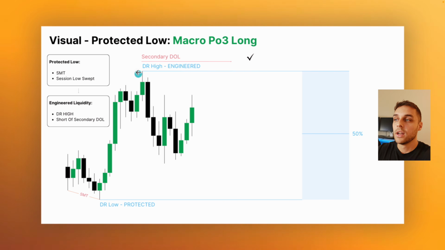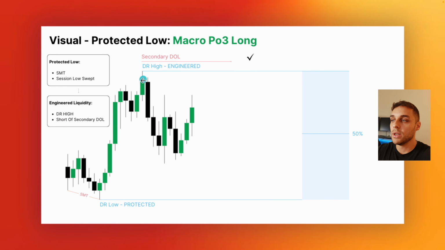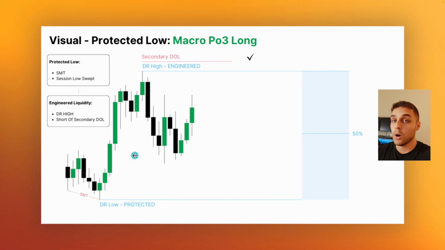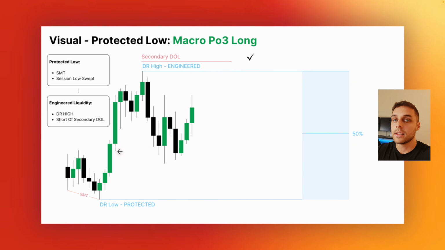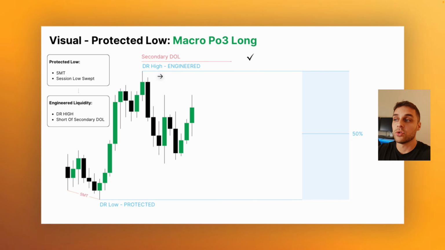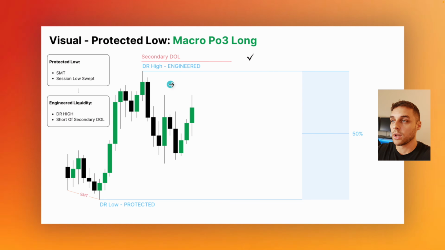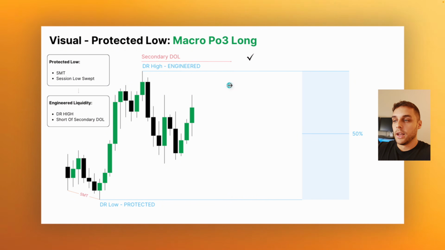And as we see here, a secondary draw on liquidity. You want to see that secondary draw on liquidity be right above your dealing range high. Then you can look at both sides of this dealing range and say, okay, the low should be protected because we have an SMT and/or a session low swept. And the high is a likely continuation draw on liquidity because it fell short of another secondary draw or multiple secondary draws on liquidity.